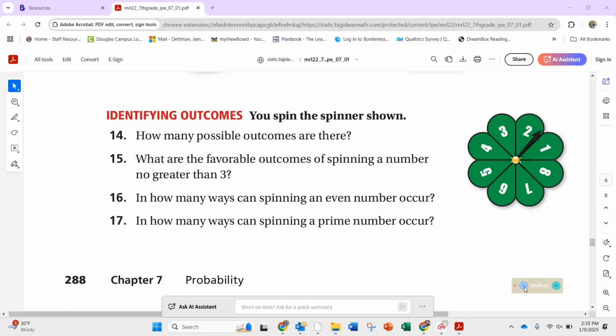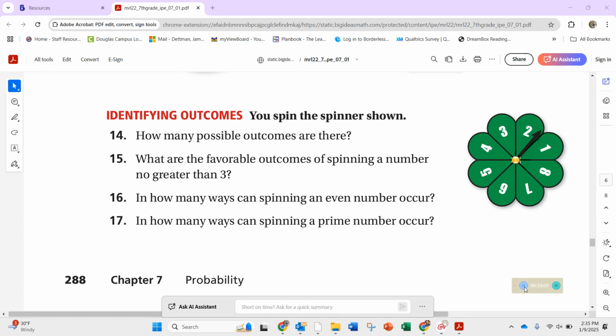All right, what I want you to do here is I want you to answer these 4 questions before we're done with the video. So you're going to see the spinner on the right, and you're going to see how many possible outcomes there are. You're going to write that number right there. I want you to see what are the favorable outcomes of spinning a number no greater than 3. In how many ways can spinning an even number occur? You're going to have an answer for that, and it's going to be something out of a total every time, like a fraction. So in how many ways can spinning a prime number occur?